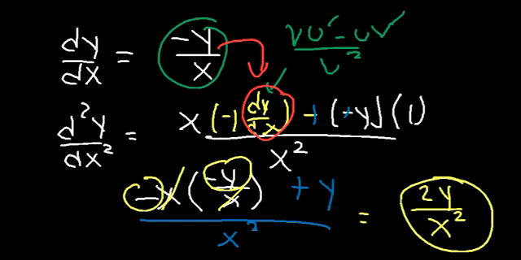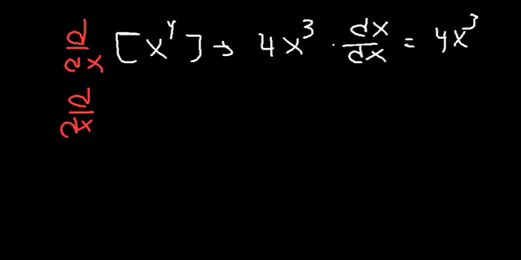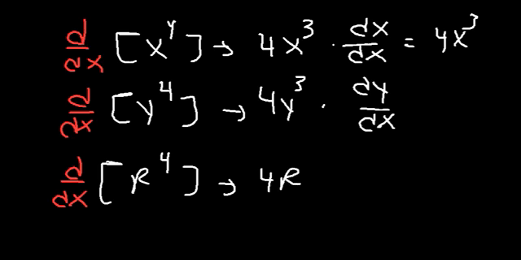So now let's talk about the derivative techniques that we need to know for related rate problems. So let's say we wish to differentiate x to the fourth power with respect to x. It's going to be 4x cubed times dx/dx, which is basically 4x cubed. Now, if you wish to differentiate with respect to x, let's say y to the fourth, it's 4y to the third times dy/dx. And if you wish to differentiate with respect to x, let's say r to the fourth power, it's going to be 4r cubed times dr/dx.